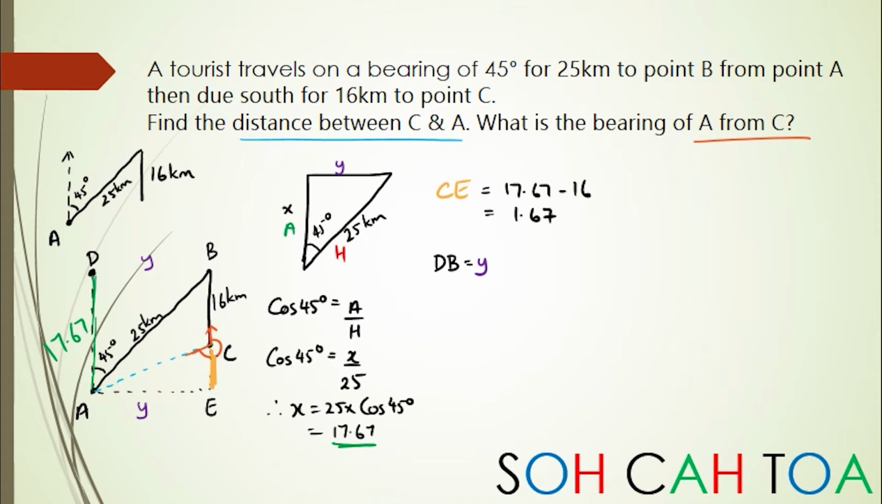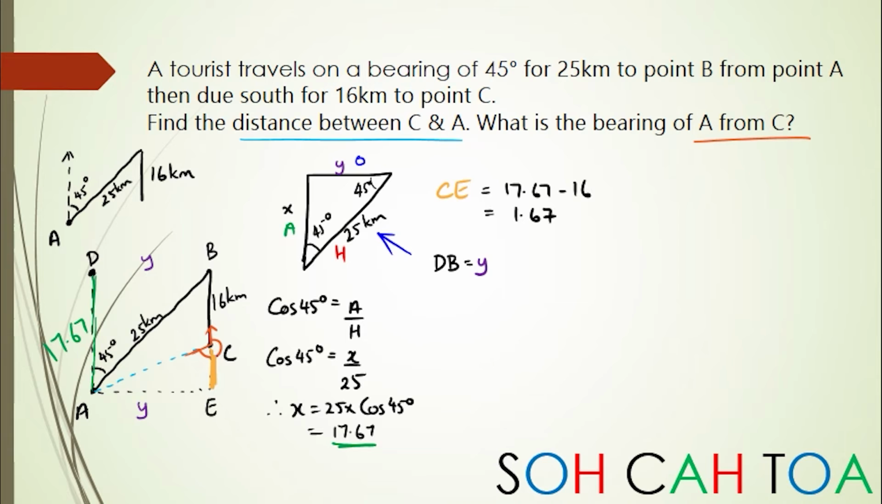Now, with DB, obviously, I'm going to use this triangle here, and I can see that that's going to be opposite. If you're really quick, you can see that this is a 45-degree angle, which means this will also be 45 degrees. So y should be the same as 17.67, or you could use Pythagoras to prove it. So 25 squared minus 17.67 squared. Let's actually do Pythagoras.